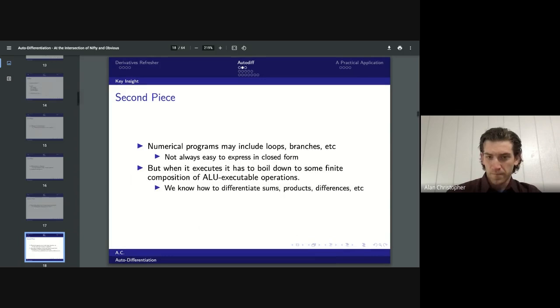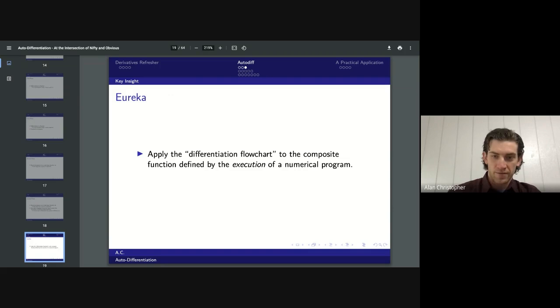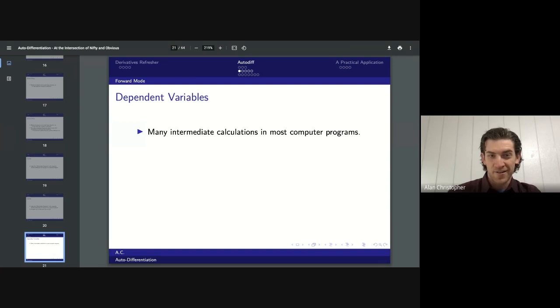But when we actually execute that program, eventually, assuming it terminates, it has to boil down to some finite composition of things that can run on your CPU and specifically your arithmetic logic unit on your CPU. And we know how to differentiate sums. We know how to differentiate products, differences, all of those things. And we know how to differentiate transformations on those, as we discussed in the refresher section. So our eureka moment here is that we just take this differentiation flowchart and we apply it to the function defined by the execution of a numerical program, which allows us to compute the Jacobian of a function at a point at the same time that we compute the function f at that point. Any questions about the very, very hand-wavy approach that we've got thus far? All right. I'm hoping that means that I'm clear and not terribly, terribly confusing beyond anybody's capacity to ask questions.